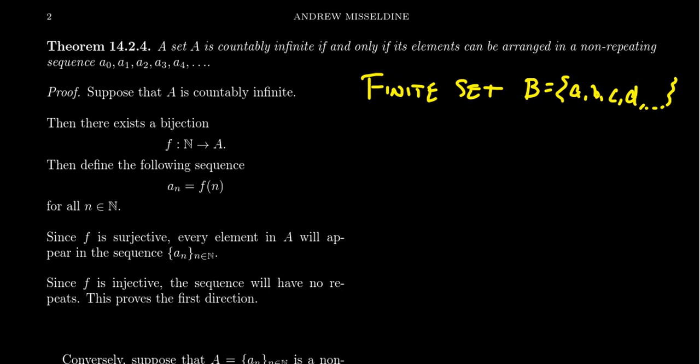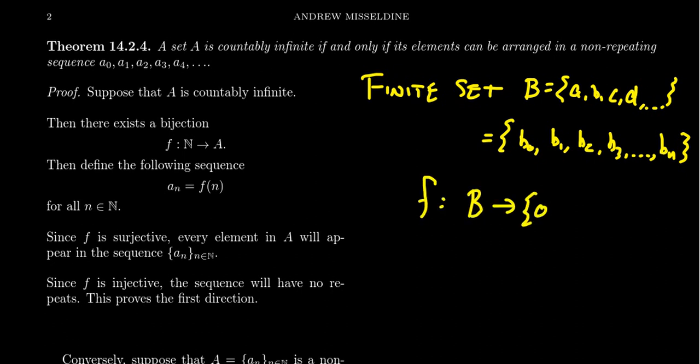Of those finite elements, pick one of them, and we can label that the zeroth element, B0. Then grab another element that you haven't grabbed already, call that one B1. Grab another one, B2, B3, etc., until you get to the end of your list, say BN. If your set's finite, we can associate each of these elements with a natural number. After all, if it's finite, there exists a bijection from B into the set 0, 1, 2, all the way up to N. The way I've written it, I'm assuming that the cardinality of B is N plus 1.